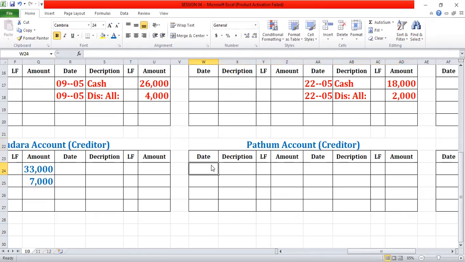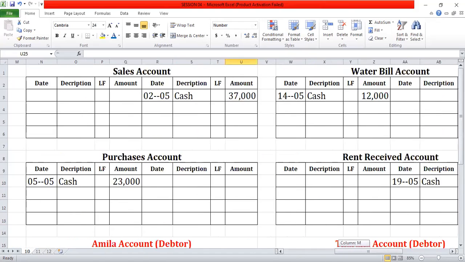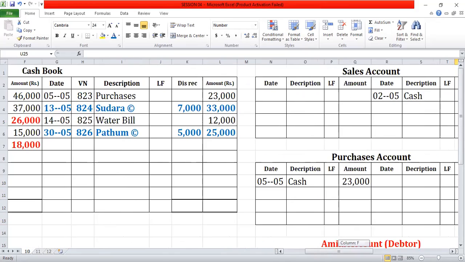What we should do, the date is 30th of May. The business has paid rupees 25,000 in cash to Patum. On the same day, the business has received a discount valued 5,000 from Patum. I think everybody understood how to transfer the information in the cash book to the ledger.